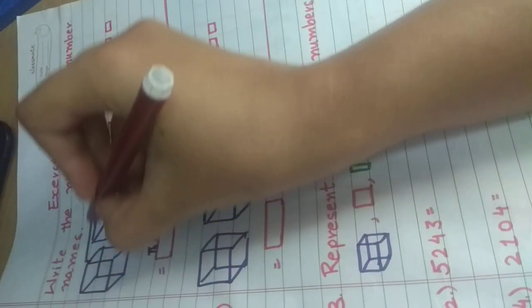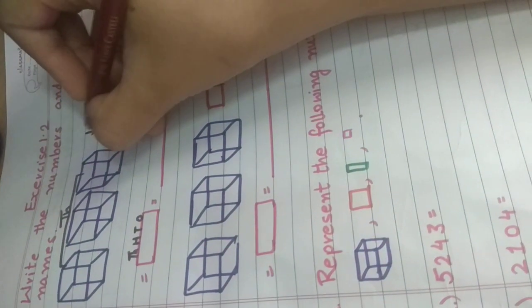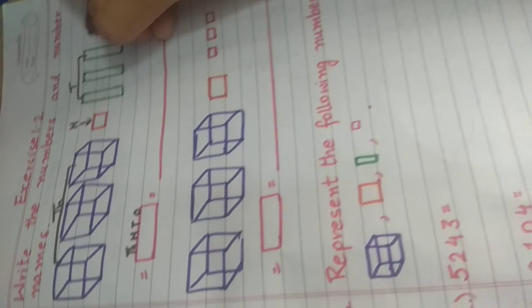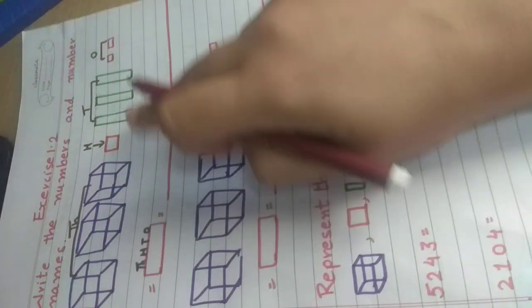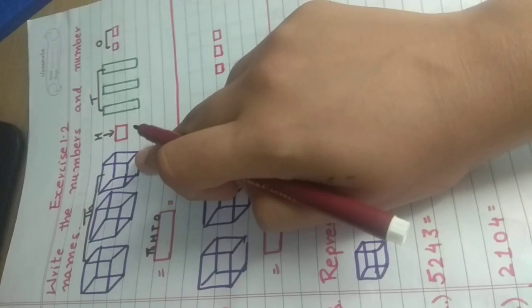I'll write it on top. These ones represent thousands. This one represents hundreds. These represent tens, and these represent ones. Okay, thousands, hundreds, tens, and ones. So how many blocks of thousands do I have?